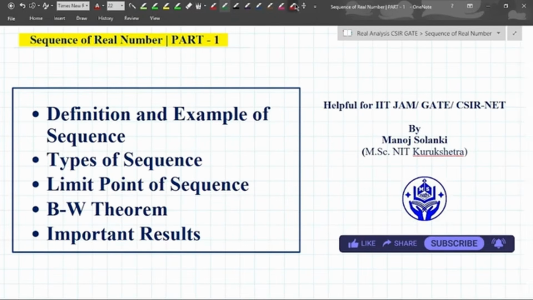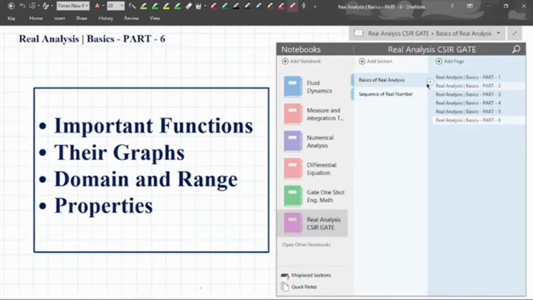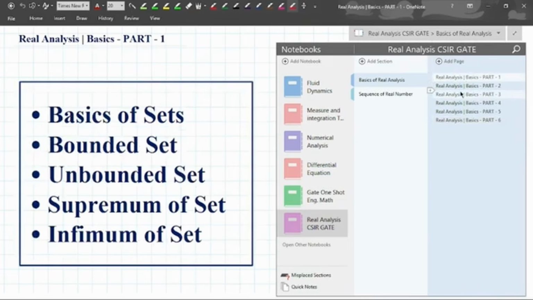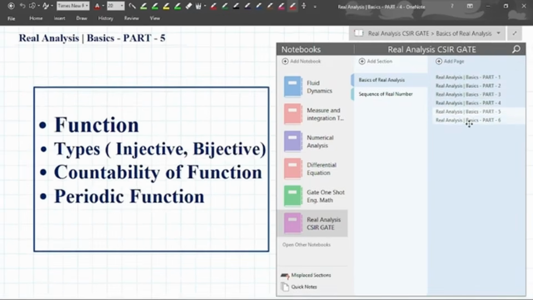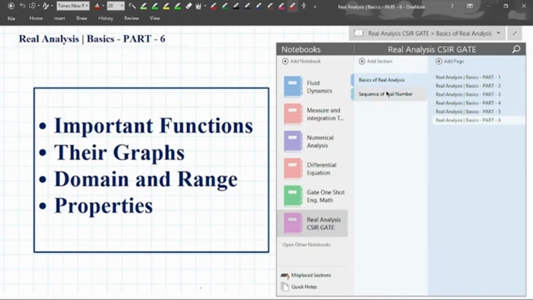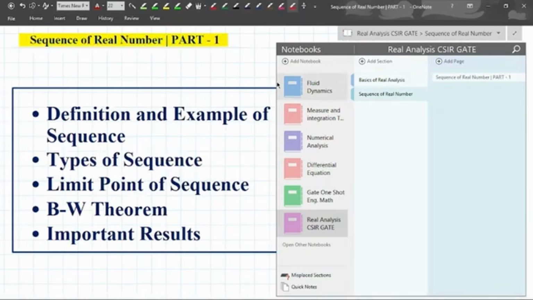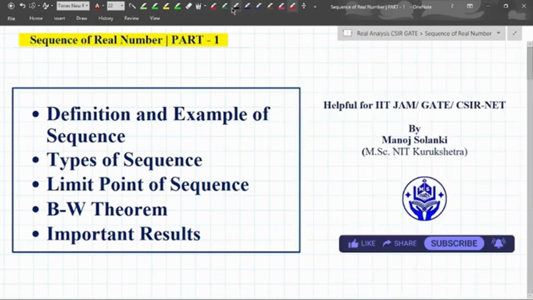In this video I will explain sequence of real numbers. This is part 1 and I'm going to discuss complete sequence of real numbers. Before that you can watch my previous videos on basics of real analysis, that is, basics of sets, bounded sets, Archimedean property, open sets, closed sets. These all are basics that I have covered in 6 parts in my previous videos. You can visit my playlist and watch those videos.